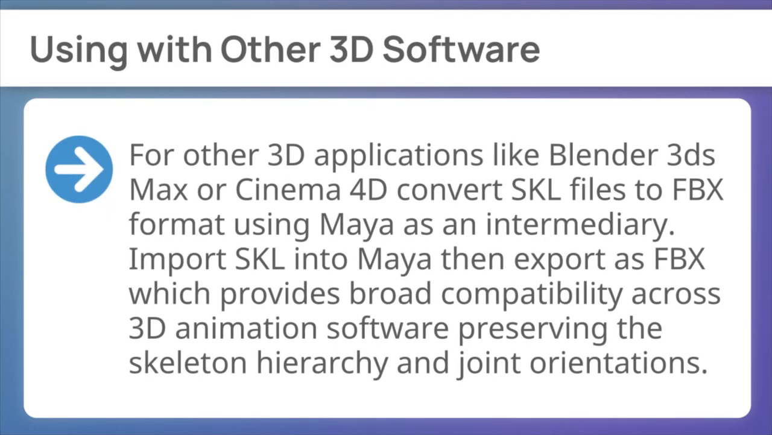Next, using with other 3D software. For other 3D applications like Blender, 3ds Max, or Cinema 4D, convert SKL files to FBX format using Maya as an intermediary. Import SKL into Maya, then export as FBX, which provides broad compatibility across 3D animation software, preserving the skeleton hierarchy and joint orientations.